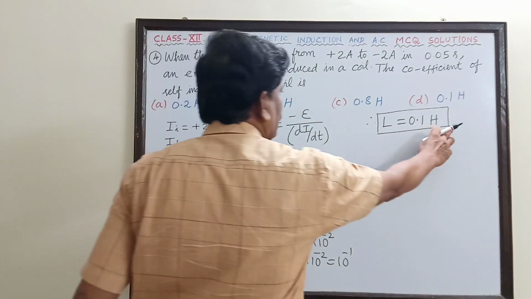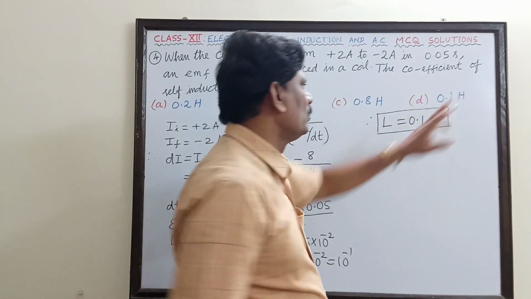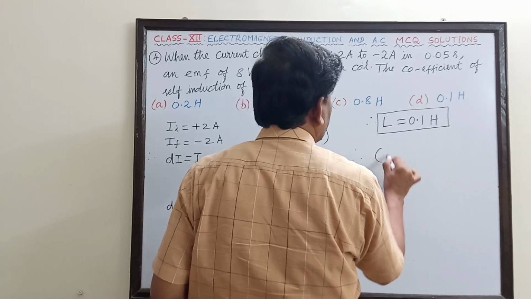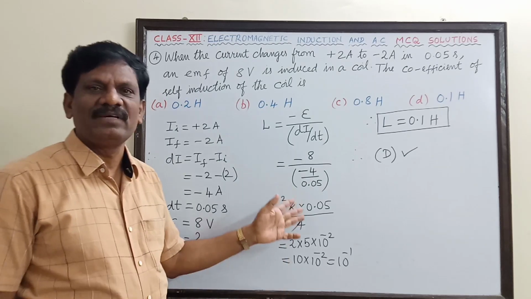So you can see which is the correct option. You see 0.2, 0.4, 0.8, they are not correct. So 0.1 Henry. Therefore option D is the correct answer. I hope you must have understood that. Fine.